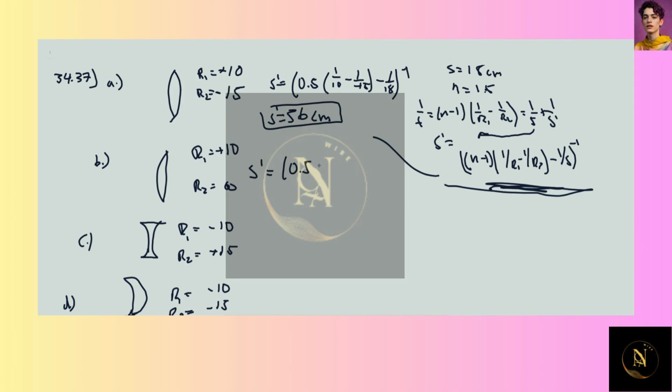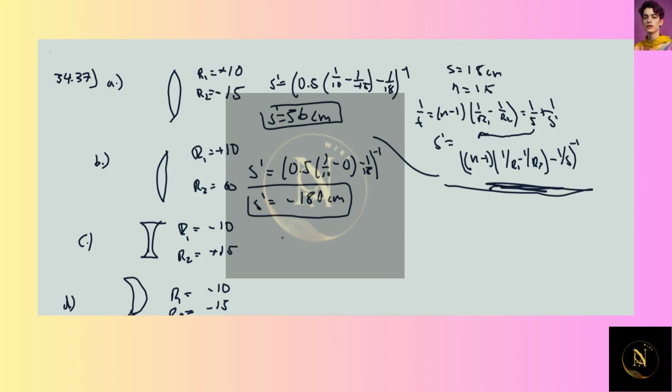Okay, so let's move on to part B. We already have all these things figured out, so we'll just plug them in. If we plug all that into our calculator, we should get negative 180 centimeters. Now that's negative, so that means we're talking about the left side of the lens. So 180 centimeters to the left of the lens is where the image is here.